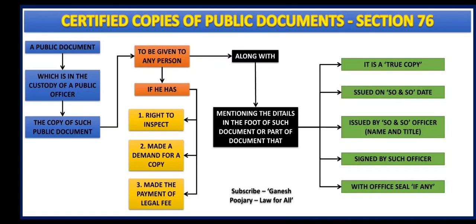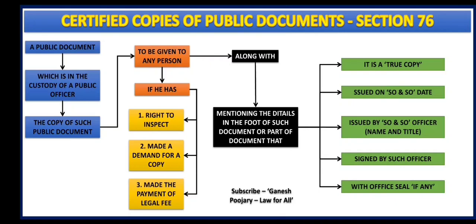Now from here I am taking a diversion. If a public document is to be given to any person by a public officer, then firstly, such person has to have the right to inspect the document that he is demanding. Second, he has to make a demand for a copy of such public document. Third, he has to make the legal payment or legal fee to get such a public document copy.